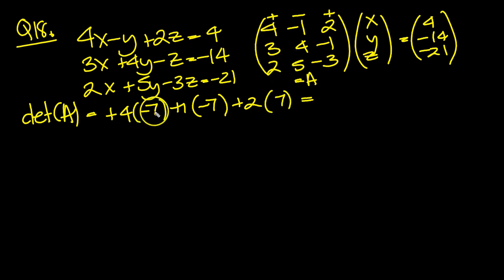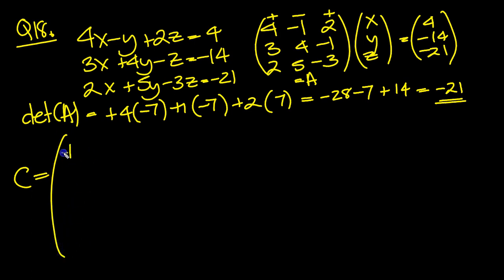So what have we got? We've got minus 28, 4 7s with a minus. 1 times minus 7 is minus 7. 2 7s are 14. So minus 28 plus 14 is minus 14. Yeah, minus 7 is minus 21. That's it. Good. So that's the determinant. It's non-zero, so now we can work out the cofactor matrix, yeah?